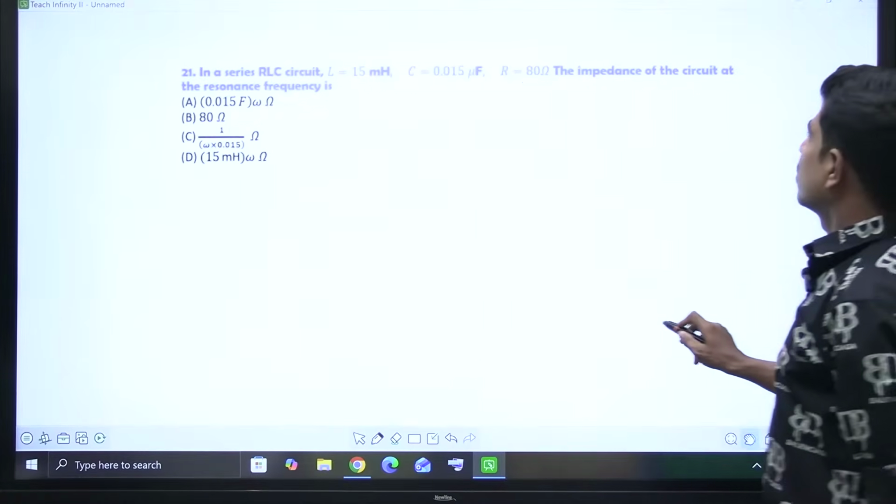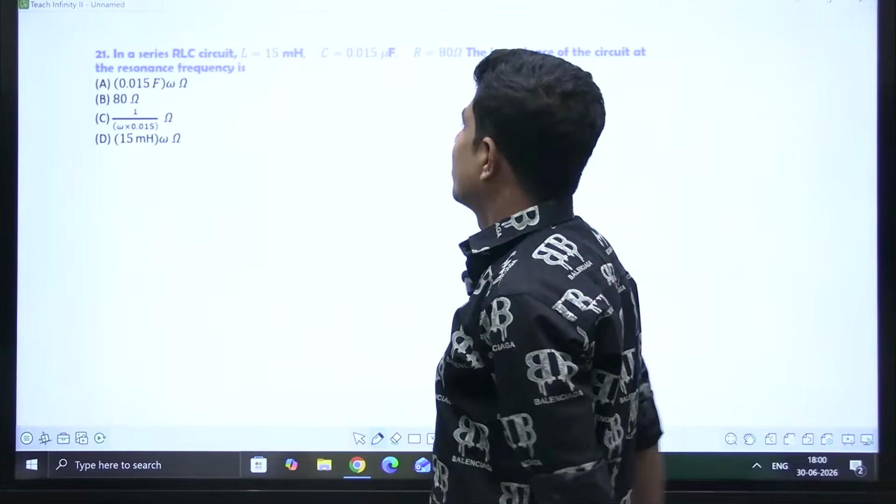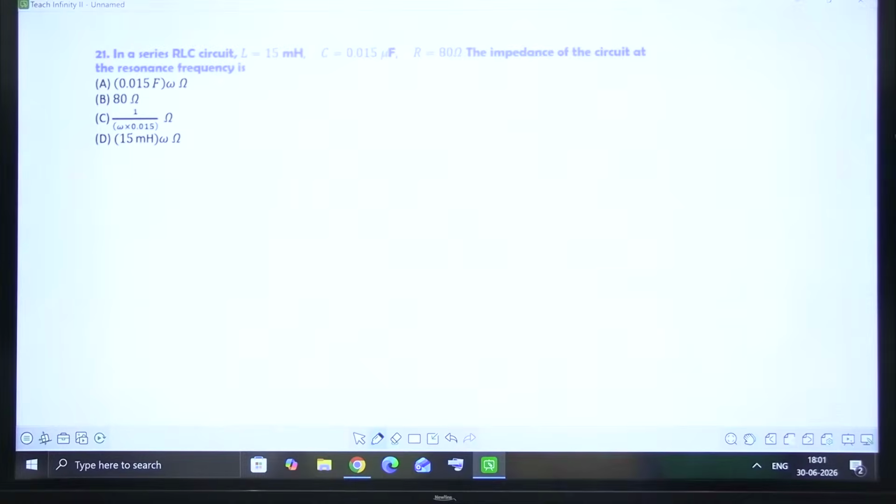What is this question? This is also about impedance. In a series RLC circuit, L is equal to C is equal to R, what is the impedance of the circuit at resonant frequency? Read that question first of all, and try to answer.